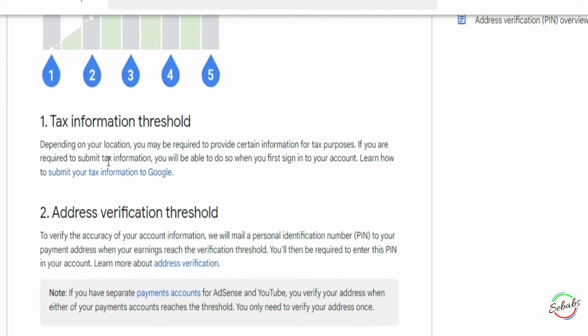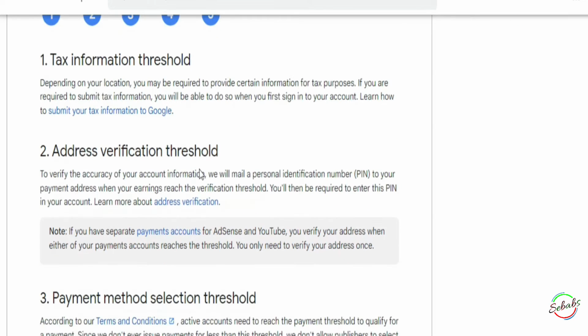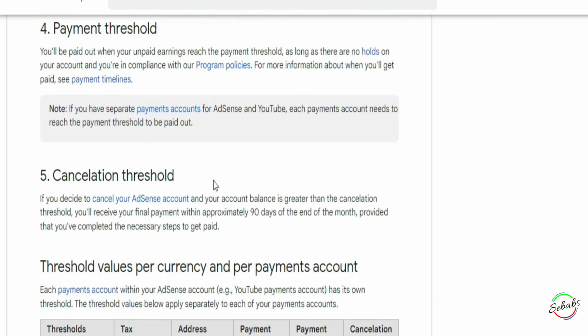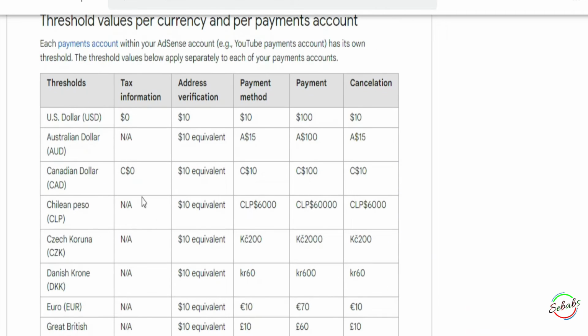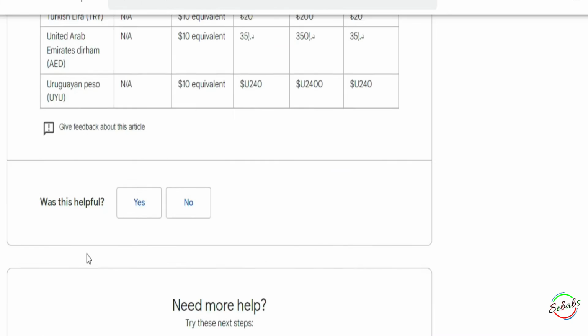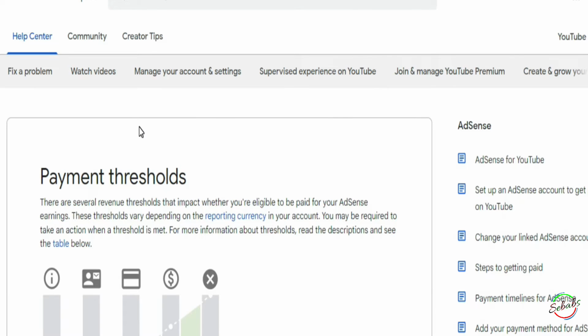Tax information threshold. Depending on your location, you may be required to provide certain information for tax purposes. We already talked about that. Address verification threshold, payment method selection threshold, payment threshold, cancellation threshold, and these are the thresholds for each country in the world. Without wasting any more time, we're just going to go straight and I'm going to show you my proof of payment, the whole process, how I got paid by YouTube. Just stick around until then.